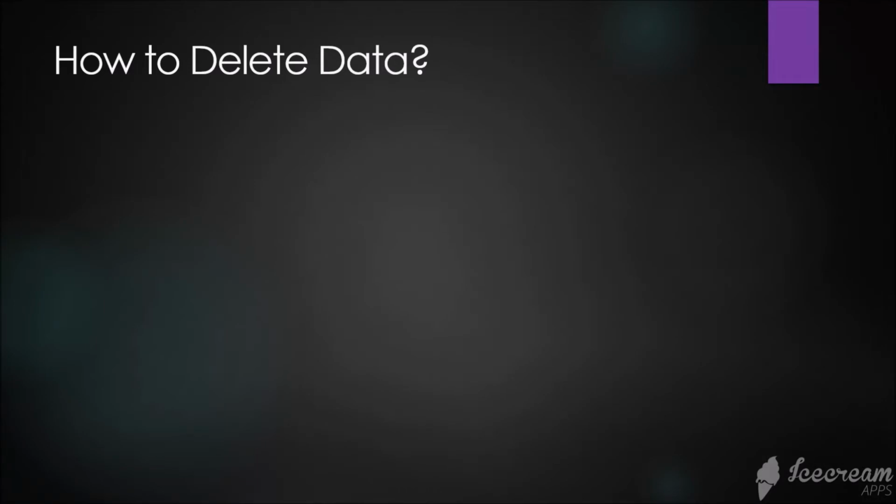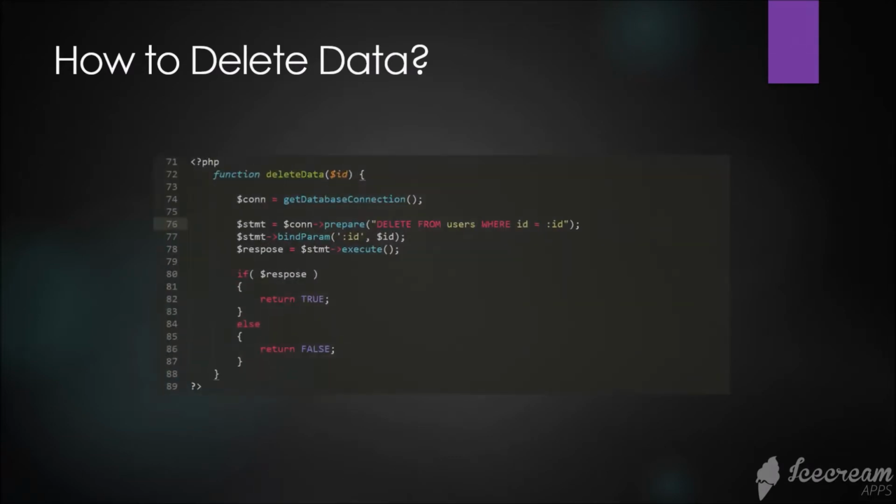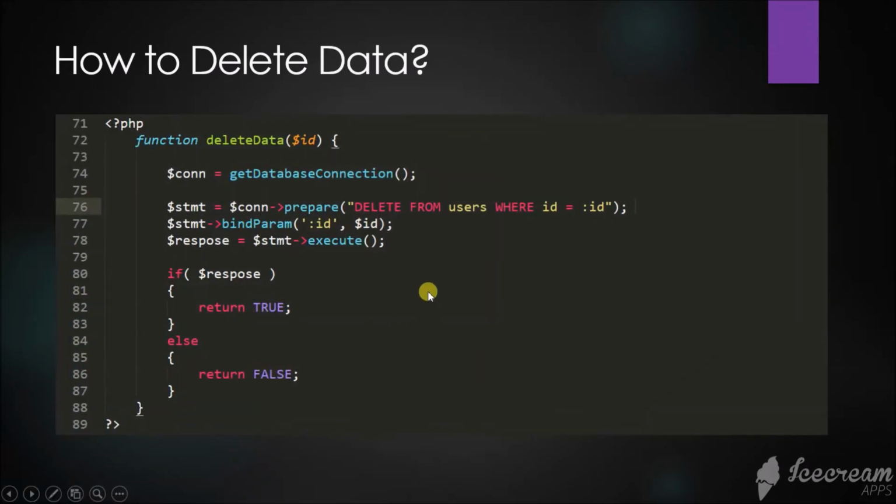Now we are already done with inserting. We are also done with updating. Now let's try to know how to delete data. So this is our sample code. We get the connection. The only argument that we require is the ID. Here we have our prepared statement. Then we bind the actual value to our placeholder. Then execute. Once it is successful, we return true. Otherwise, we return false.